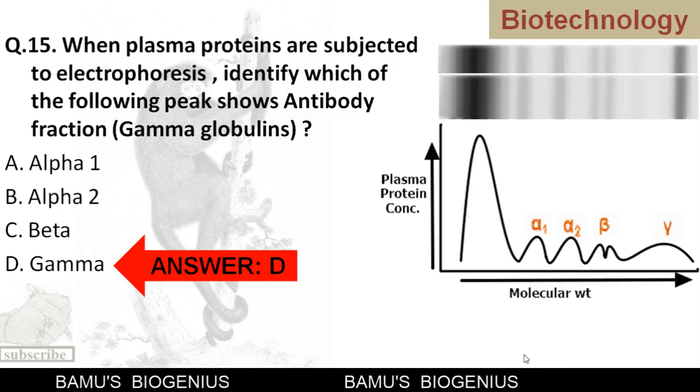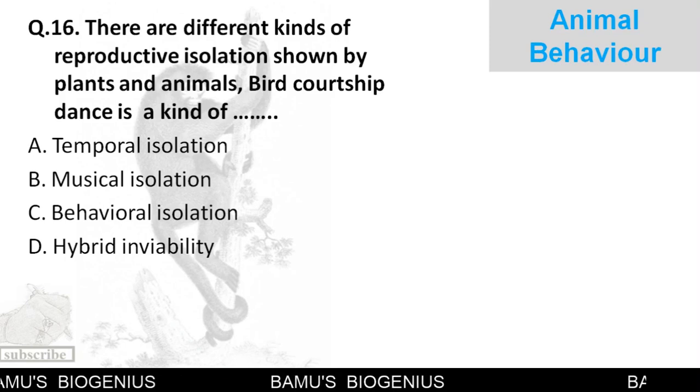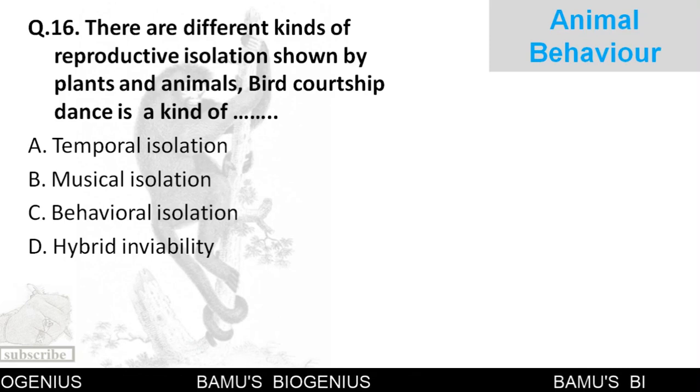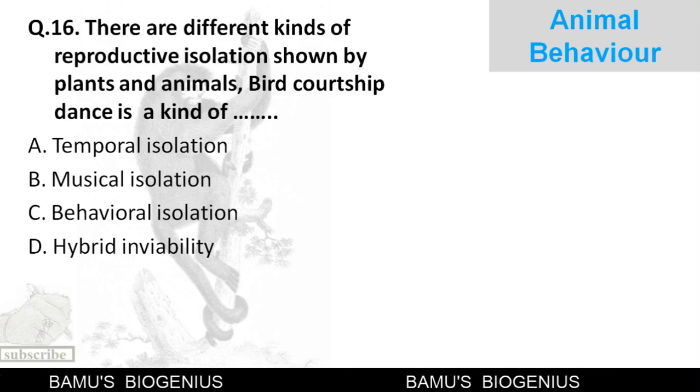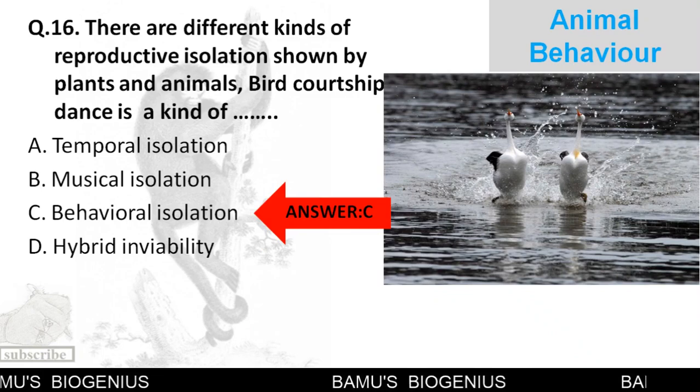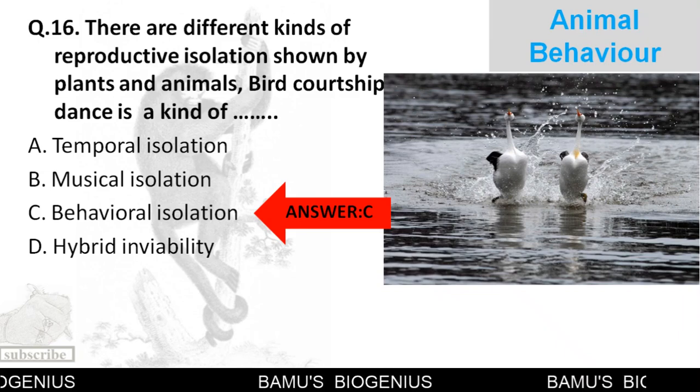Then question number 16. There are different kinds of reproductive isolation shown by plants and animals. Even bird courtship dance is a kind of temporal isolation, musical isolation, behavioral isolation, or hybrid inviability. So this isolation is a behavioral isolation. So this is question number 16.